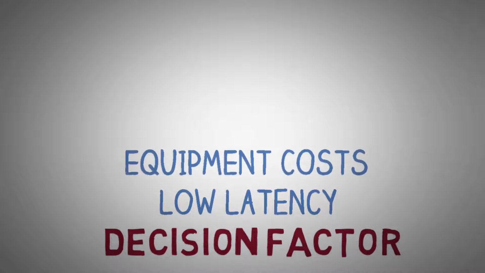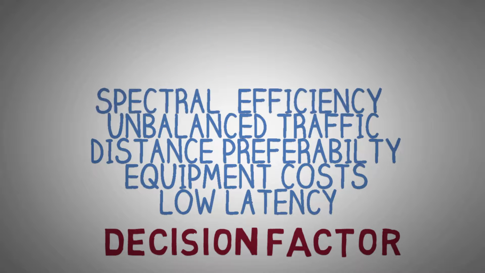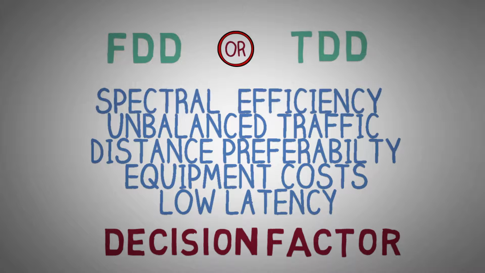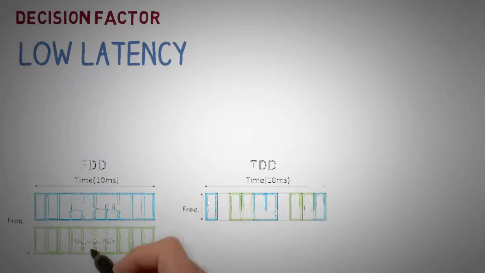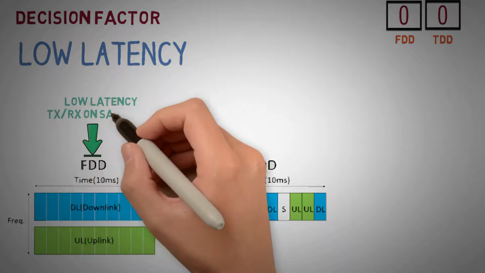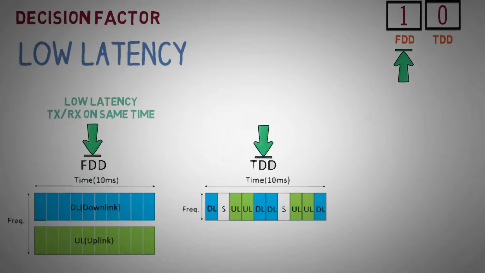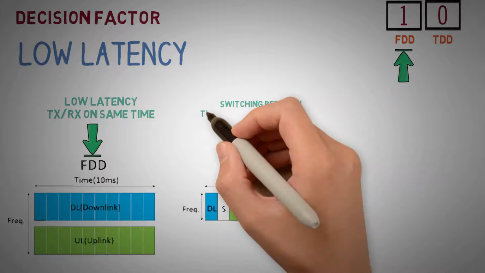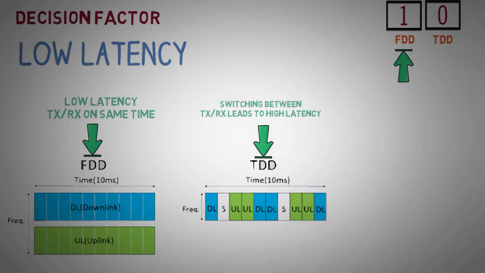Let us see what are the factors that help an operator to decide whether to use FDD or TDD before rolling out a full-fledged LTE. Latency: FDD offers very low latency, since transmit and receive functions operate simultaneously and continuously, whereas in TDD, switching from transmit to receive incurs a delay that causes traditional TDD systems to have greater inherent latency.